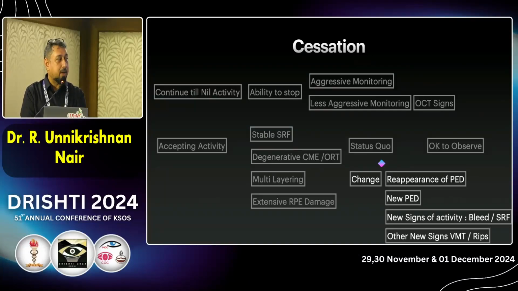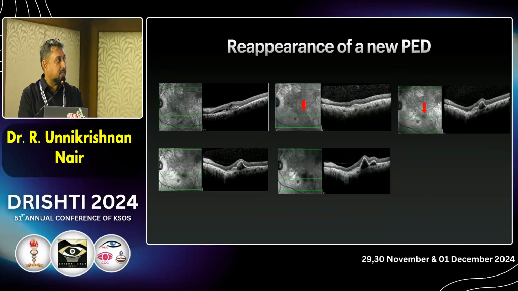Any reappearance of a pigment epithelial detachment means the activity has come back. So any reappearance of a PED is an indication to restart anti-VEGF again. And other signs are obviously a bleed or SRF, or other signs like appearance of a vitreomacular traction, which can restrict activity, is another sign.